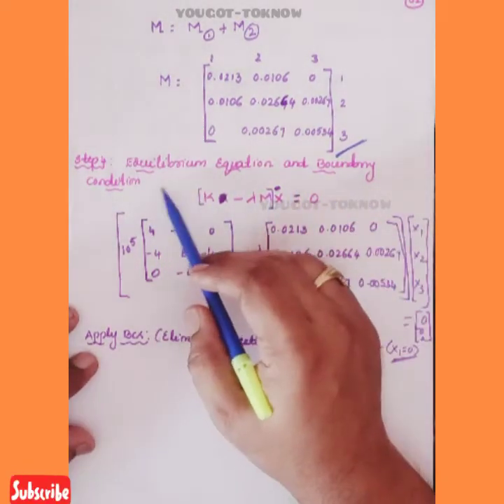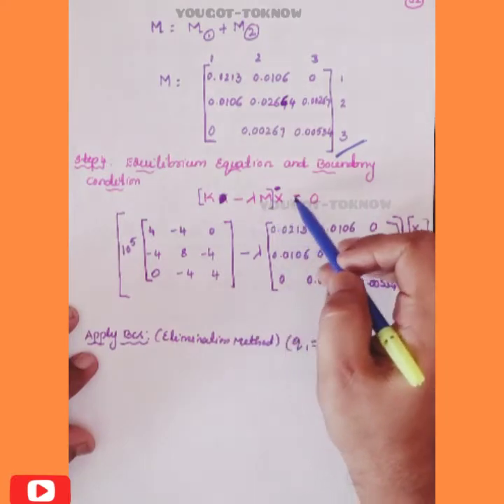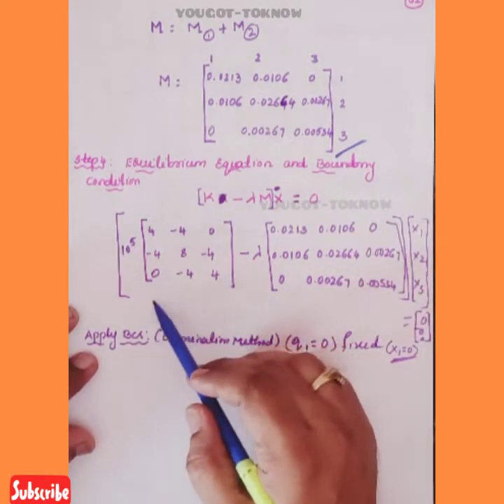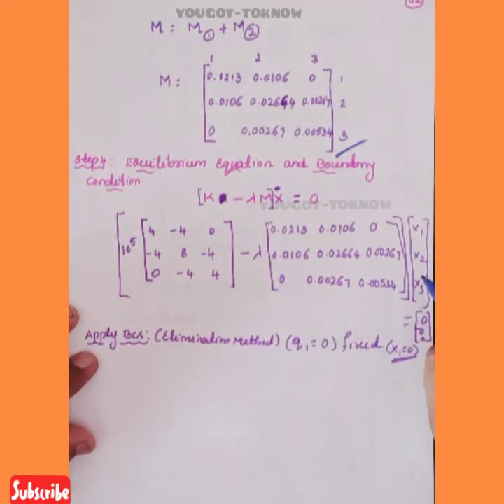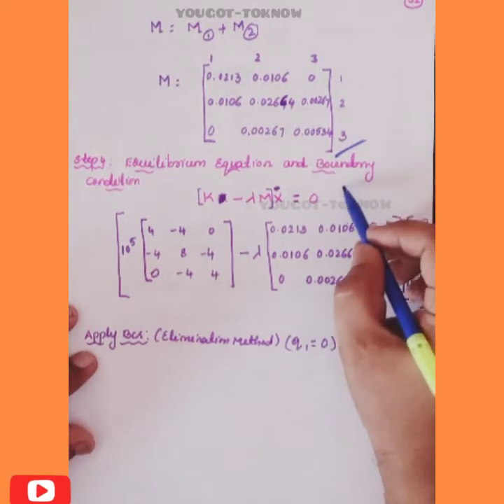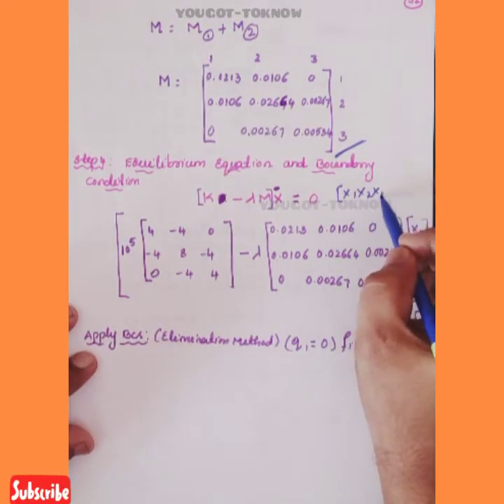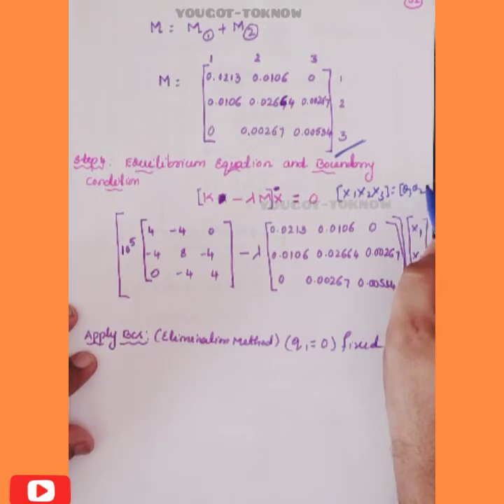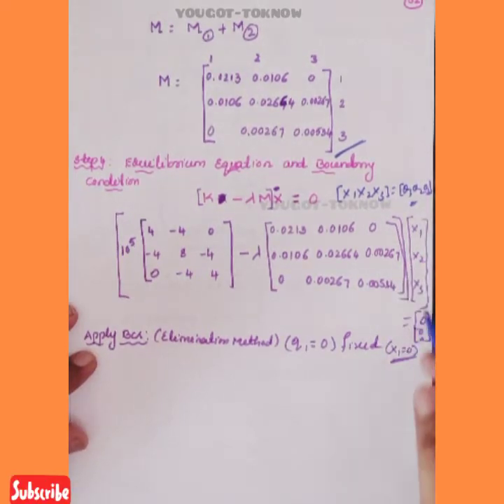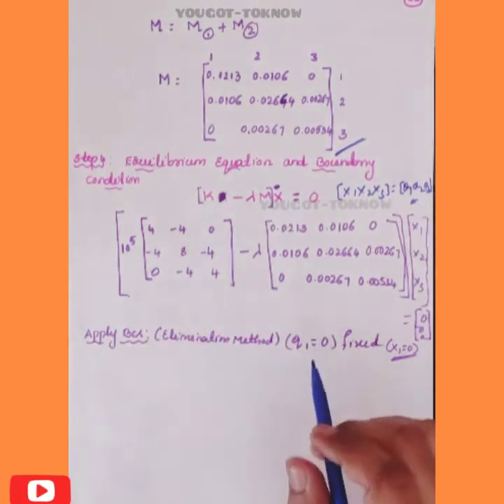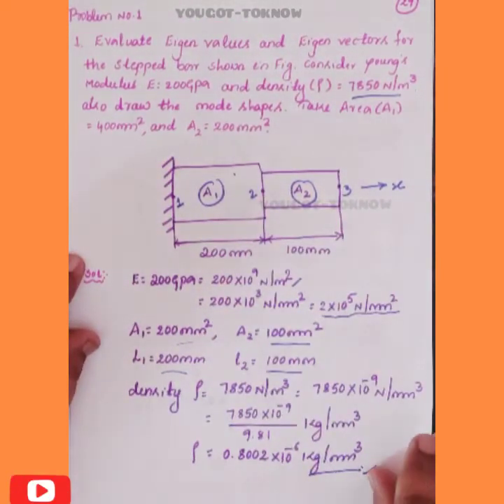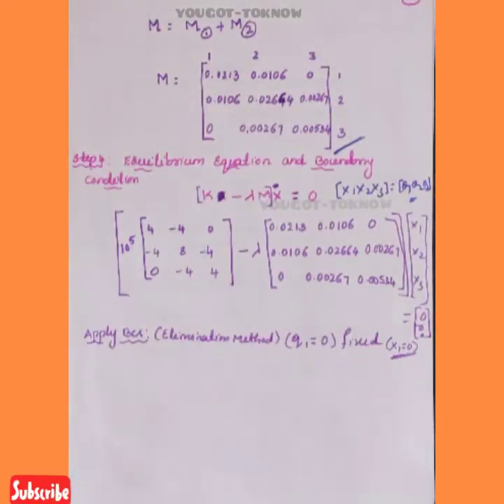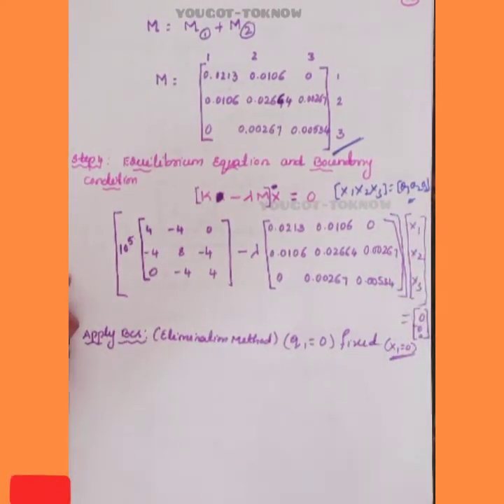The equilibrium equation and boundary condition is the next step. For that, (K minus lambda M) times X equals 0. Now substitute your K values. We already know the global K and the global M. X is x1, x2, x3, or sometimes you can write it like this, that is q1, q2, and q3. Now, if you observe the given problem, the first node is fixed. If a node is fixed, the displacement will be equal to 0, that means you don't get any oscillation at that particular point, because it is a fixed end.